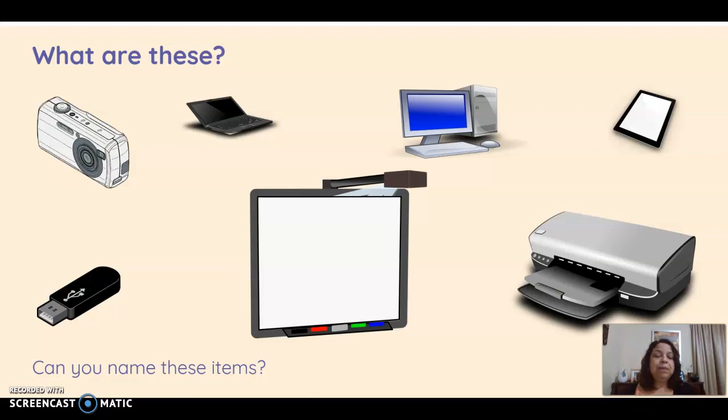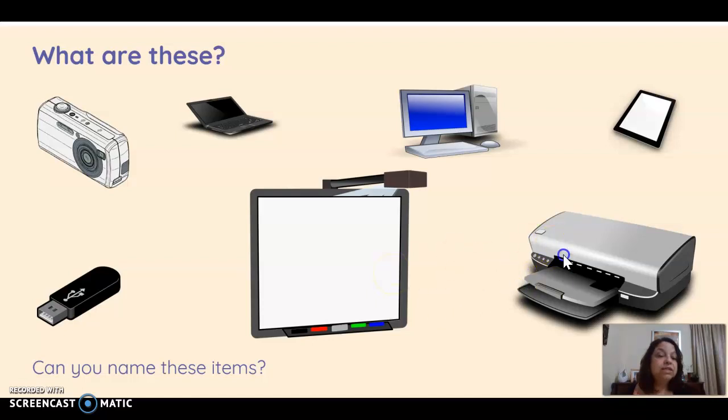But what about these? Are these all technology? Yes, but are all these computers? What is this? A digital camera. What is this? A USB drive. What is this? A smart board. And this? A printer. Are they computers? No, but they need a computer to operate. They need a computer to work together with a computer.